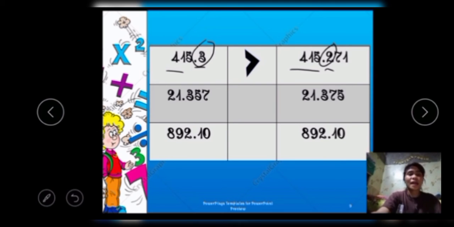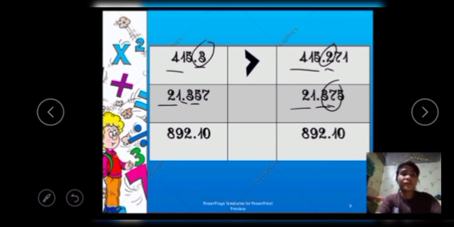Next, in our second example, we have 21.357, and in our right side we have 21.375. The whole numbers are the same, which is 21. So we need to look at the decimals, which are 357 and 375. So in the tenths place, we have the same 3. And in the second place, we have 5, and in our right side we have the 7. 7 is greater than 5.